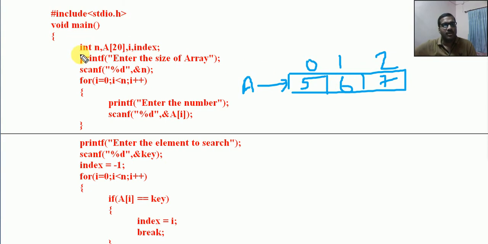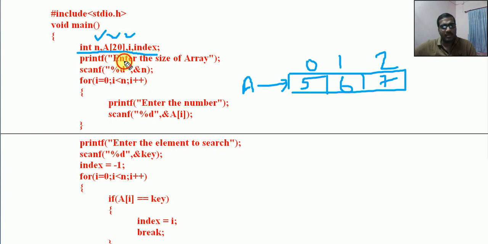So here in the declaration we can see there is the size of array A of 20, then I for the for loop, then we are having an index variable for setting if the element is found or not. Just for setting a value we are using an index variable, just like the flag variable we were using in the previous prime program. We will see what values we are assigning in this index.